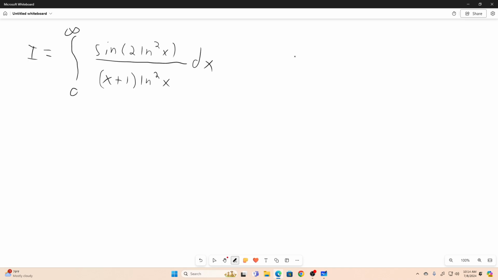The main difference is we will be taking for granted this fact that the integral from negative infinity to infinity of cosine of x squared dx is equal to the square root of pi over 2. Not the square root of pi divided by 2, the square root of pi over 2. So we will be taking that for granted.